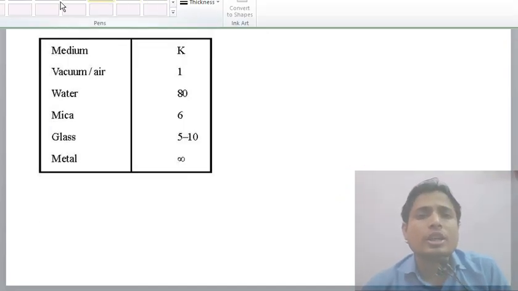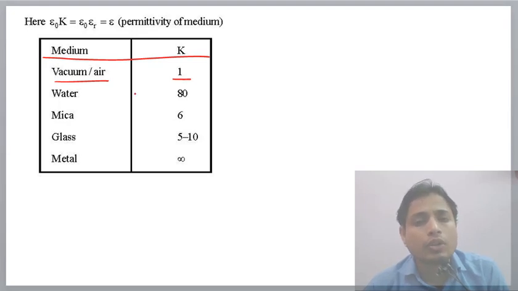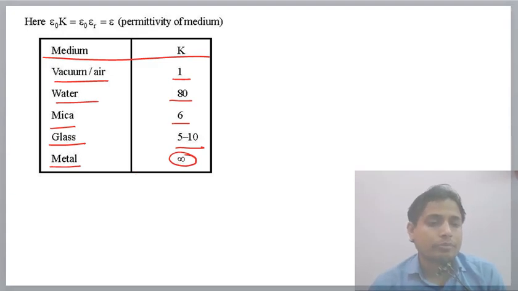Now there are some specific values for the dielectric constant. This is the medium and the value of K. For vacuum or air, value of K is 1, water 80 approximately, mica 6, glass 5 to 10, and for metal it is infinite.